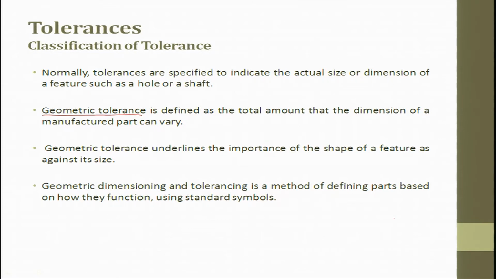So, what is geometric tolerance? Geometric tolerances are basically defined as the total amount that the dimension of a manufactured part can vary. The geometric tolerance underlines the importance of the shape of a feature and not the size, as against the size tolerance. This is a very important point to be noted. So, geometric tolerance underlines the importance of shape.